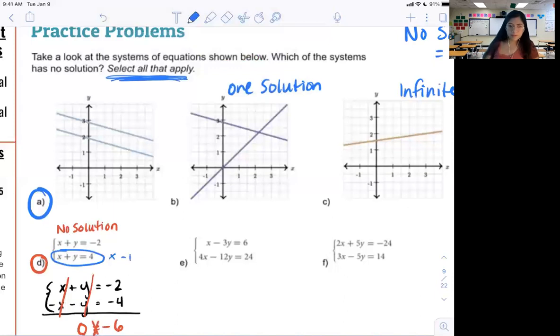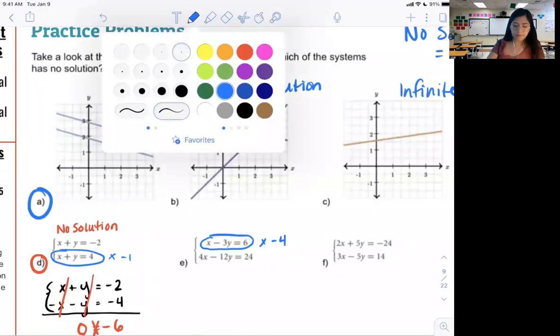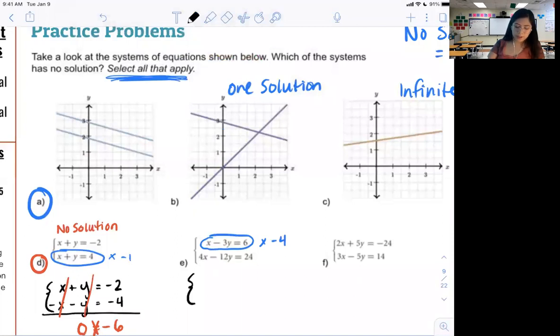Okay, E, similar situation. I need to make opposites happen. What can I do to my top equation? For E, the bottom equation is a multiple of the top equation. That is very true. What do you multiply by, Lauren, in order for that to be a multiple? 4. So I'll do it times -4 just to show you guys what happens. If I do it times -4, I get -4x plus 12y equals -24. And on the bottom, I get positive 4x minus 12y equals positive 24.